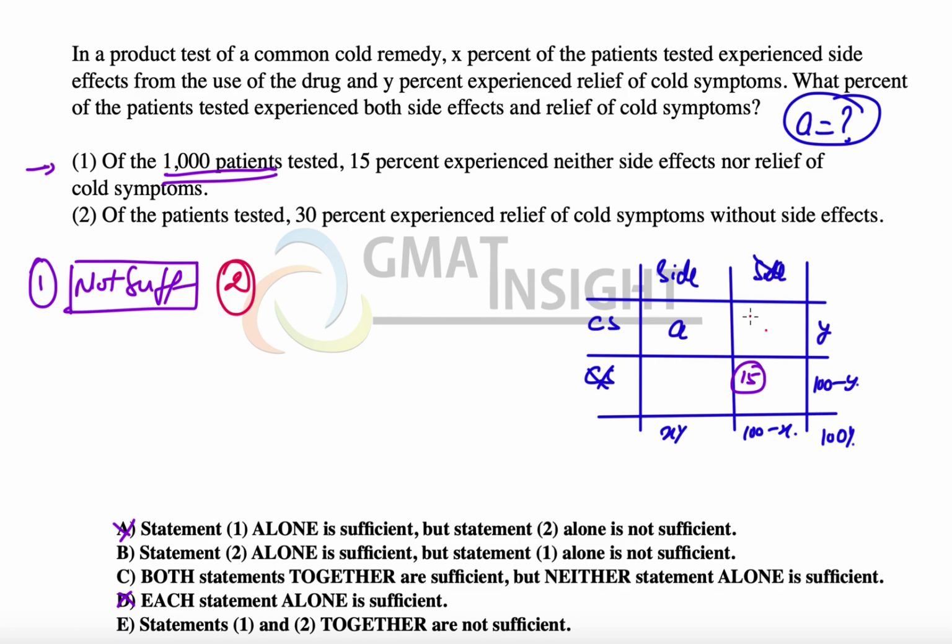Cold symptom without side effects. So this is definitely 30%. But we do not know anything about the value of Y, and therefore we cannot find out the value of A. So the second statement alone as well is not sufficient.